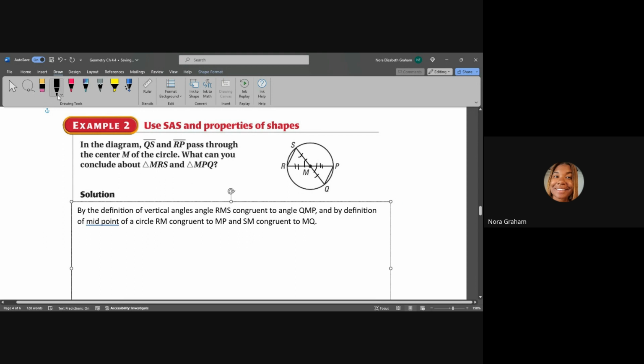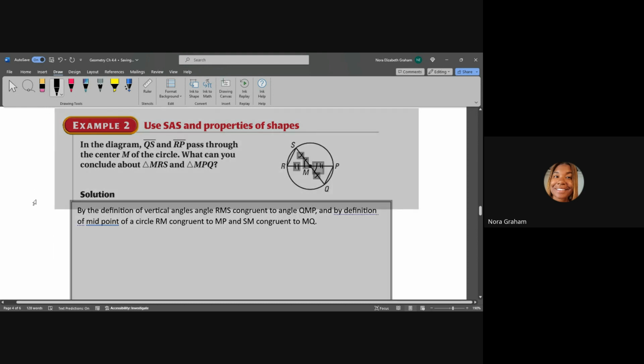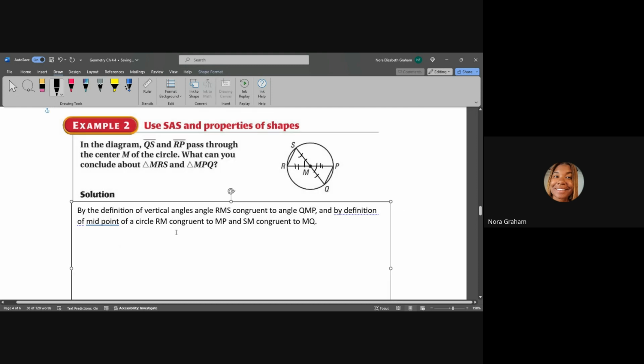And again, sorry, I don't have my math tool on right now, but if you did want to write congruent, you would write the equal sign with the little squiggly thing on top. All right. For my next video, I'll have that on. All right. So that explains why MRS and MPQ can be congruent by the side angle side postulate.